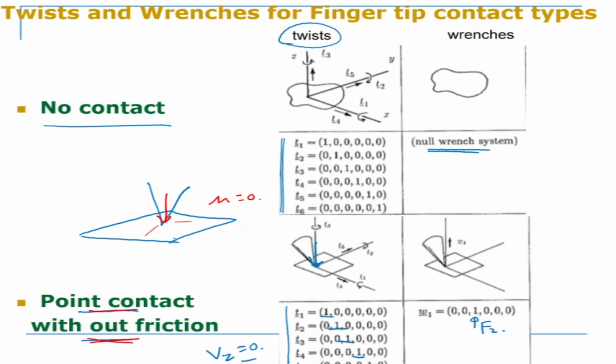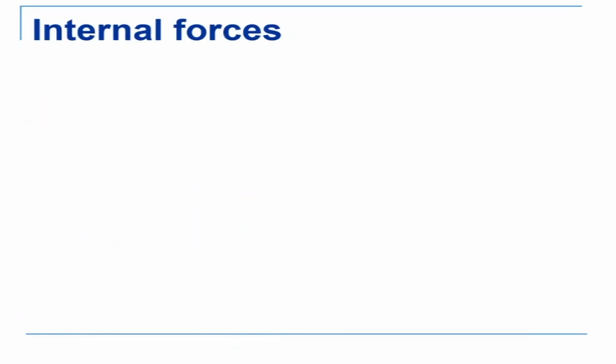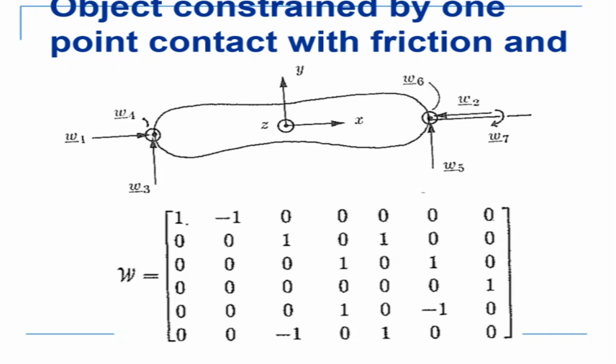Now, this is the analysis that we have to do first when we are looking at how contact is being made between the fingertip and the object. After that, we need to write down our equation, which is of the form F is equal to W into C. That is something we have seen. So for example, let me look at this figure here. This is my object, and this object is grasped by 2 fingers. One finger is having point contact with friction, and this one is having soft finger contact. And this is point contact with friction with mu.